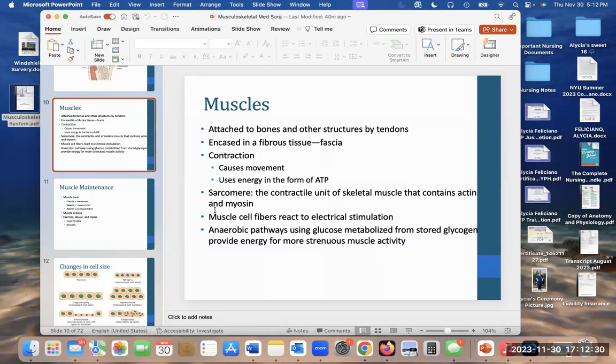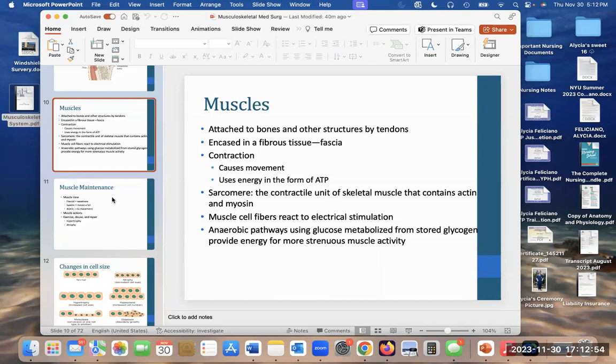The main thing I want you to know with the muscles is that we have something called a sarcomere, which is the contractile unit of the skeletal muscle, which means these actin and myosin keep going hand in hand together and keep moving so that we can move. Okay, that's what actin and myosin play. The role is to help the skeletal muscle, or our voluntary muscles, move.